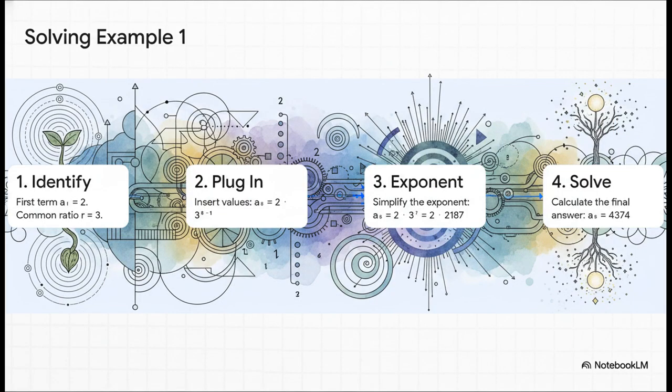So here's how we do it. First, what's our starting term? A sub 1. It's 2. Now, for the ratio R, just divide any term by the one before it. So 6 divided by 2 is 3. Perfect. Now we plug it all into the formula. We want the 8th term, so n is 8. That means our exponent is 8 minus 1, which is 7. So we've got 2 times 3 to the 7th power, and that gives us a whopping 4,374.